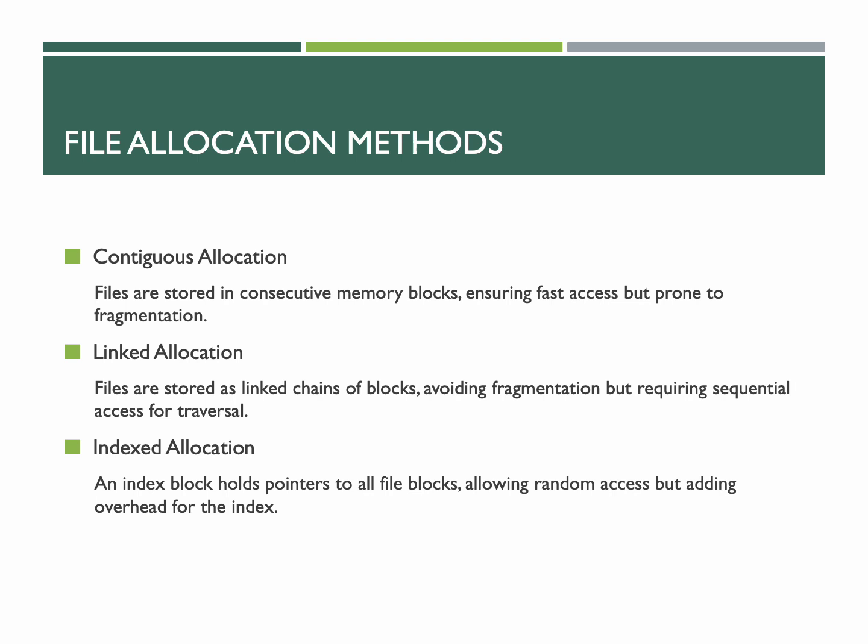Now, second is linked allocation. Files are stored as a linked chain of blocks scattered across the disk, with each block pointing to the next. If you imagine a treasure hunt where each clue leads you to the next location, this is how it's allocated. Third is indexed allocation. It uses an index block that holds pointers to all the file blocks, allowing direct access to any block. This is like having a table of contents in a book that points you directly to specific pages.